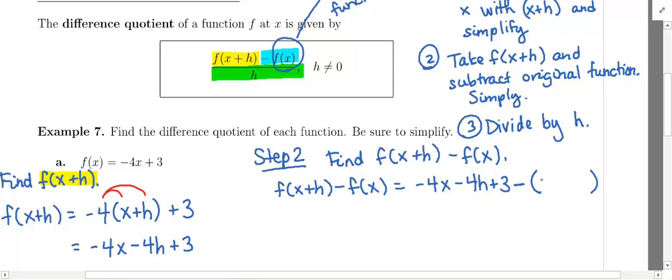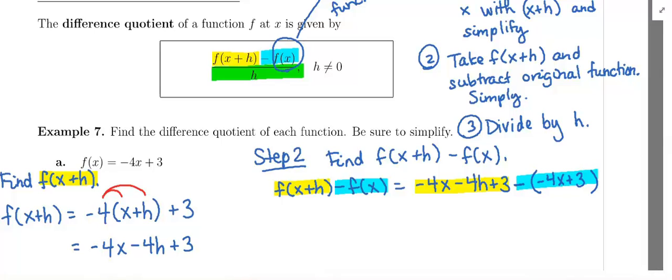So we're subtracting the original function. The original function is negative 4x plus 3, and I've encased those terms in parentheses. Okay, so you can clearly see the f of x plus h in yellow, and then minus f of x in blue. Okay, we need to simplify. If you read the little instructions here in part 2, we need to simplify before going forward.